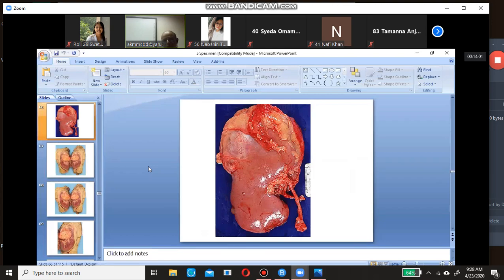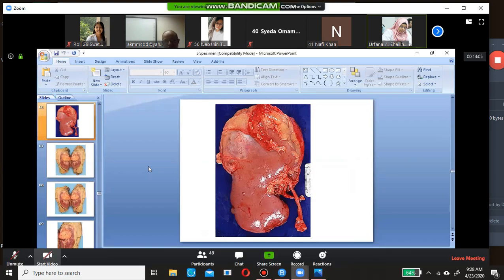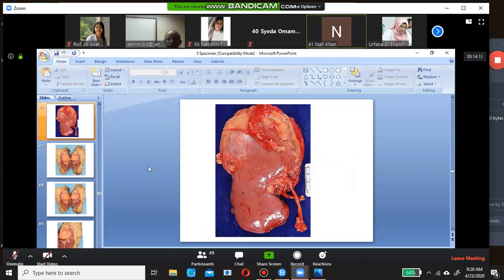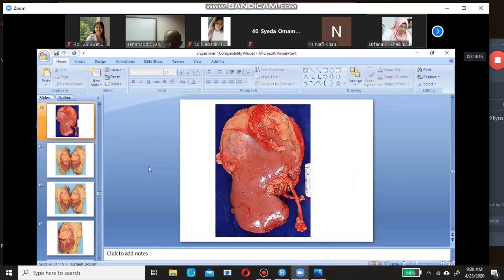What is the specimen? Kidney. And what is your diagnosis? Tumor of the upper pole of renal. What type of tumor? Renal cell carcinoma. If you can diagnose that the specimen is of kidney, confidently say it is renal cell carcinoma, not anything else. Probably in your exam, in your MBBS curriculum, you will not be given anything other than renal cell carcinoma. Confidently tell that it is renal cell carcinoma.